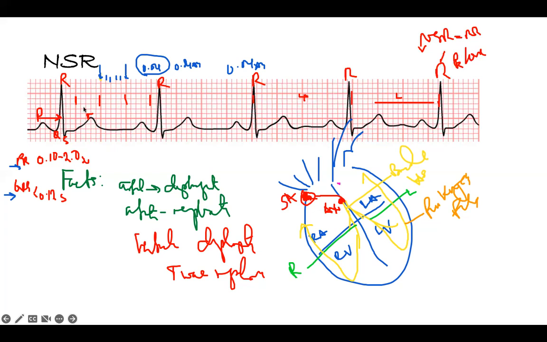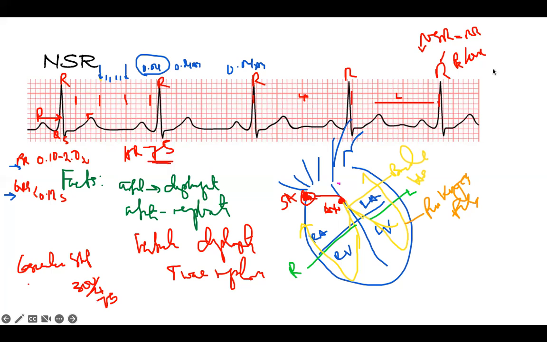What is the rate? There are 2 types. There's one if it's a 6 second strip. If they tell you it's a 6 second strip, you do it differently. If they don't tell you, then this is the way I do it. I count the boxes between RR. So between RR there's 4, and out of that you can calculate the rate easily. It's 300 divided by 4, so this is close to 75. So the heart rate for this is 75.